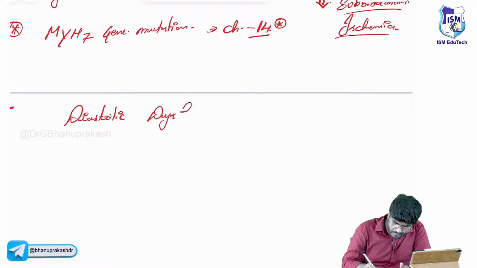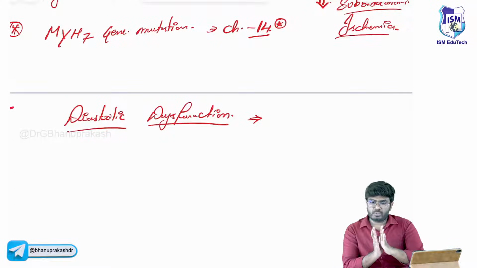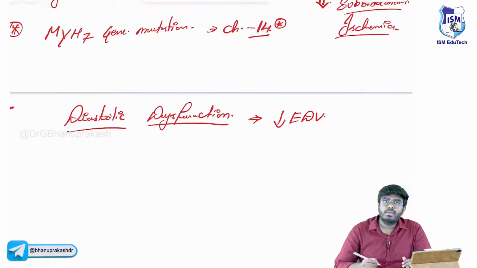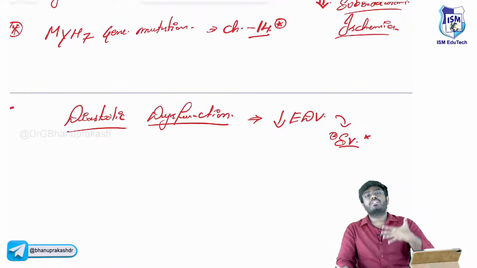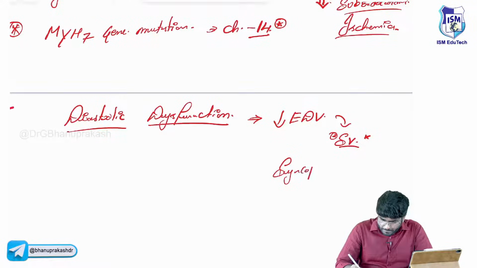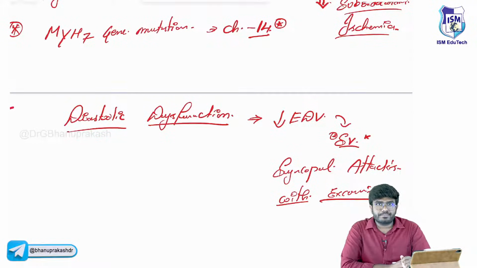Diastolic dysfunction. Why diastolic dysfunction? Because the left ventricular cavity is going to be banana shaped, it is not going to fill properly. So what happens to the end diastolic volume? It decreases. So what happens to the stroke volume? Stroke volume also decreases. When stroke volume decreases, especially when these patients try to do exertion or exercise, there will be syncopal attacks with exertion, with exercise, sir.